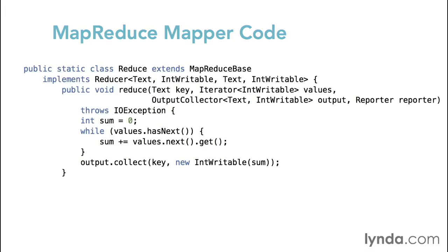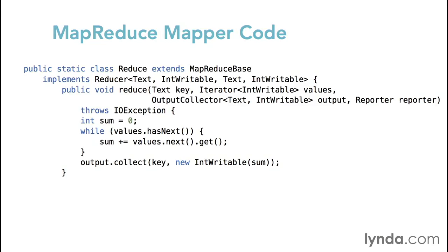So again, we have a public static class reduce, which extends the MapReduceBase, and it implements a Reducer, taking Text and IntWritable and Text and IntWritable. And it implements the public void reduce method, taking Text key, an Iterator of IntWritable values, the OutputCollector of Text and IntWritable, the Reporter, and throwing the IOException.